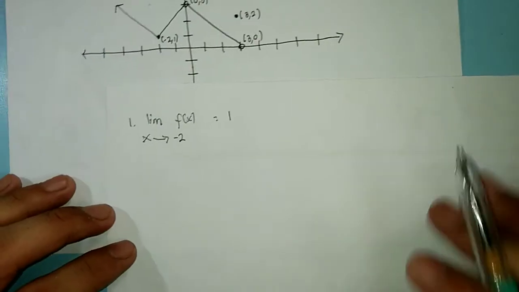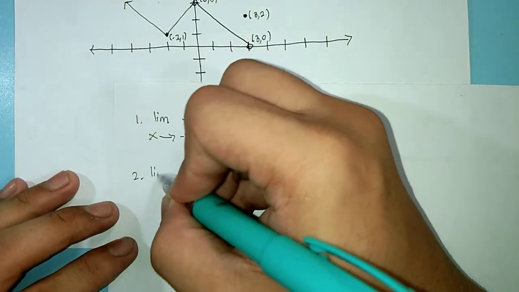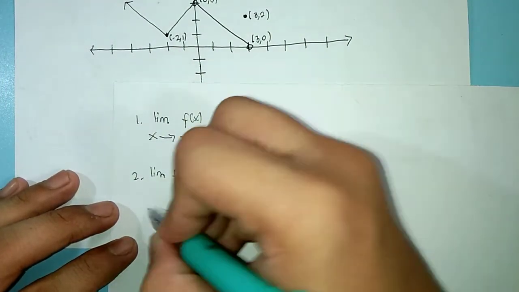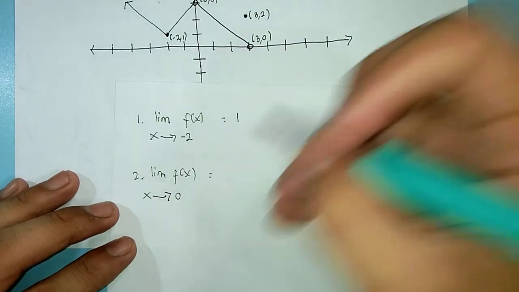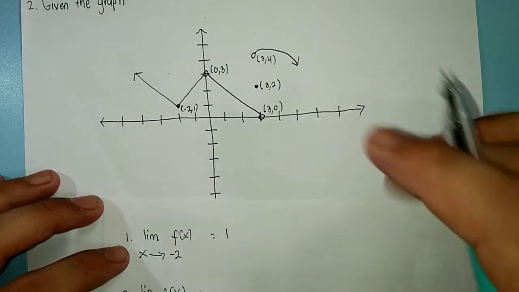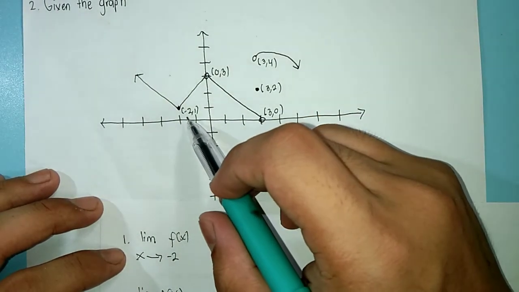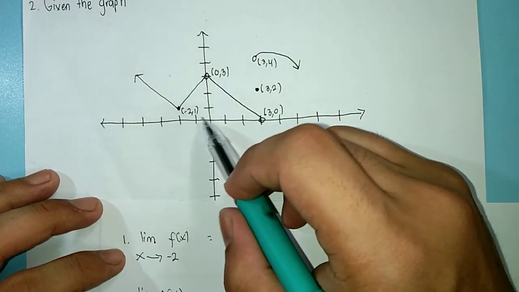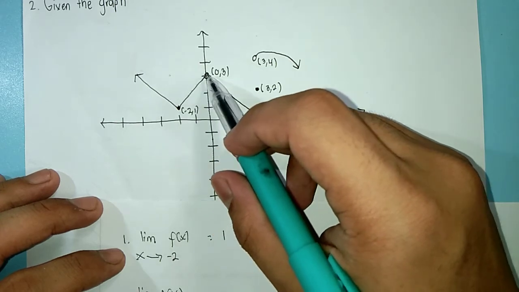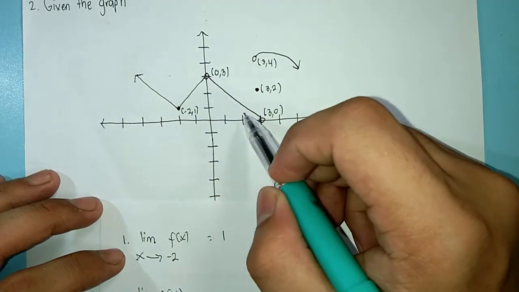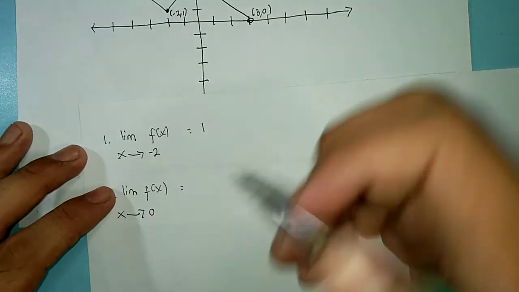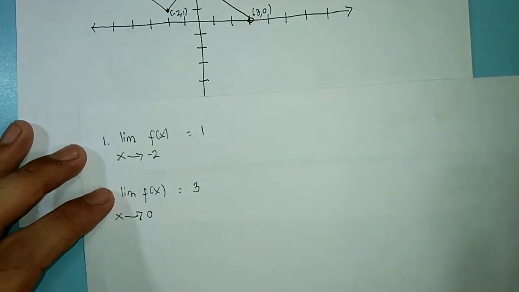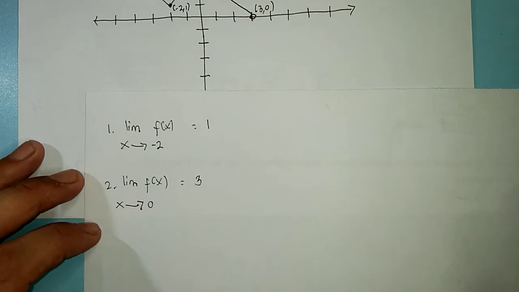Now let's find the limit of f of x as x approaches 0. As x approaches 0 from the left, it approaches 3. The same on the right side, it's easy to see that it approaches 3. So the limit as x approaches 0 will be 3.